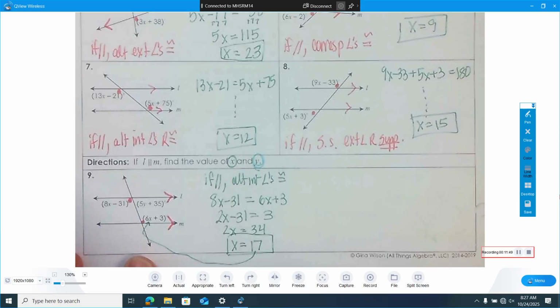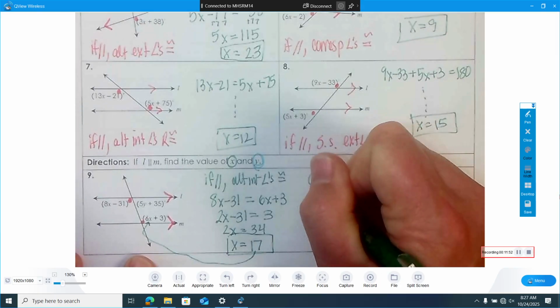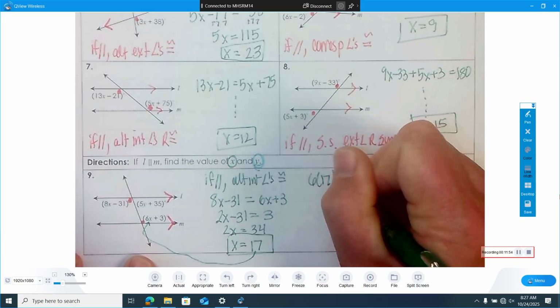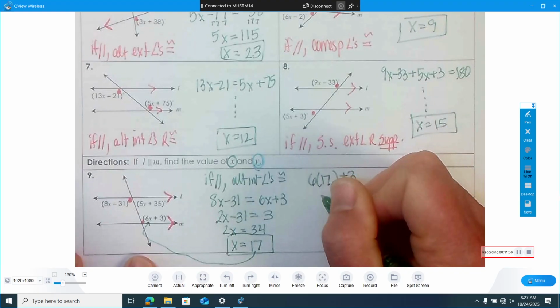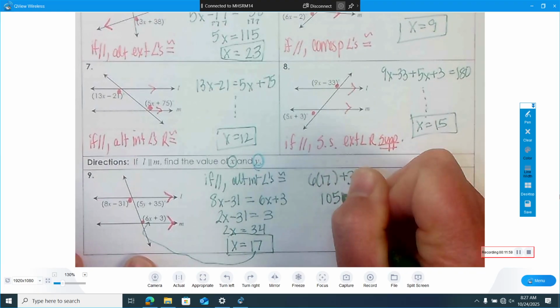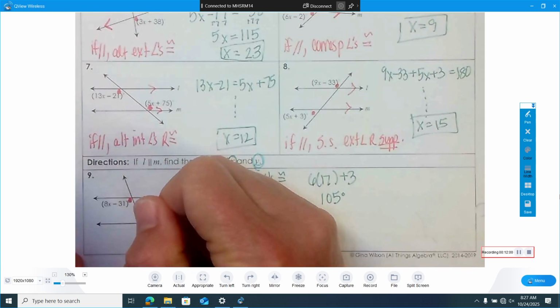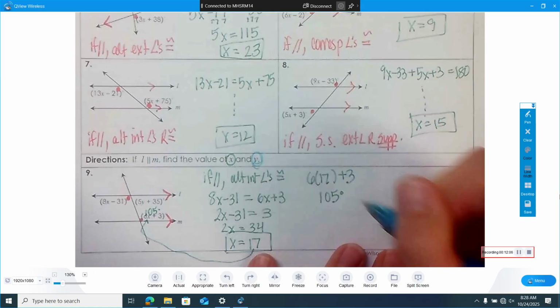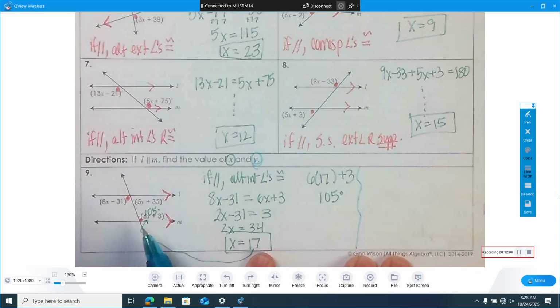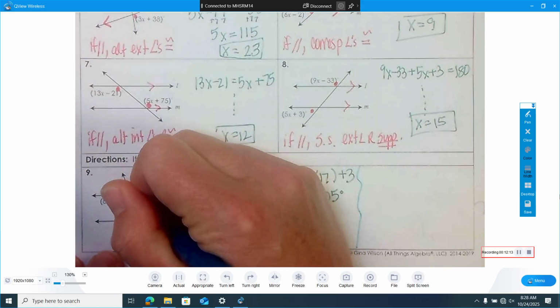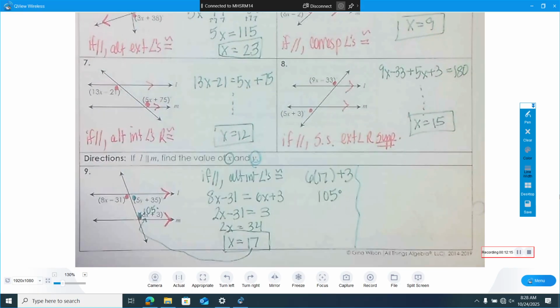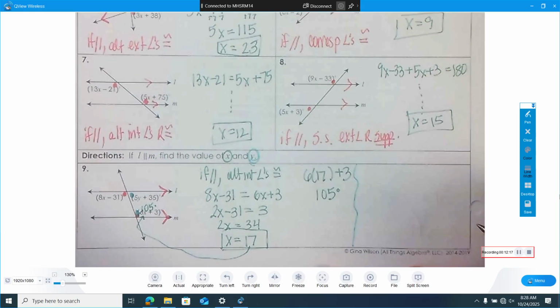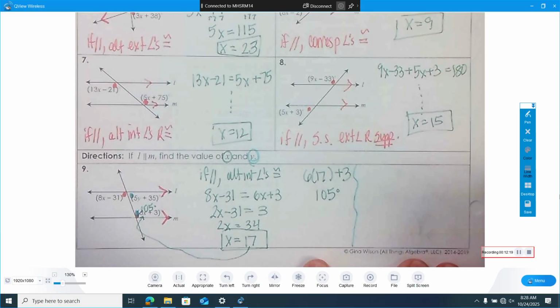All right. So now if I plug that in, 6 times 17 plus 3 is 105 degrees. So I'm going to write that on my picture so I know that that angle is 105. And then, since the 6x plus 3 and the 5y plus 35 is like a linear pair almost, they equal 180. Okay. You could do 5y plus 35 plus 105 is equal to 180.